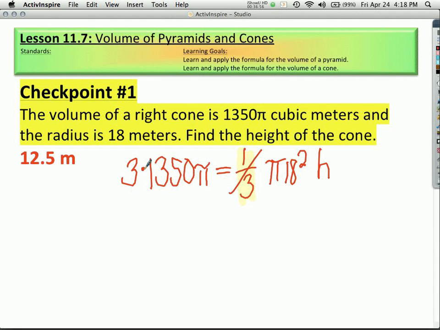Now watch what happens when you divide by the rest. Now 18 squared is 324. I know that because I know my perfect squares. And so I'm going to divide this side by 324 pi. And watch what happens. Pi cancels pi. 3 times 1350 divided by 324, and you get the height. It comes out to exactly 12.5.